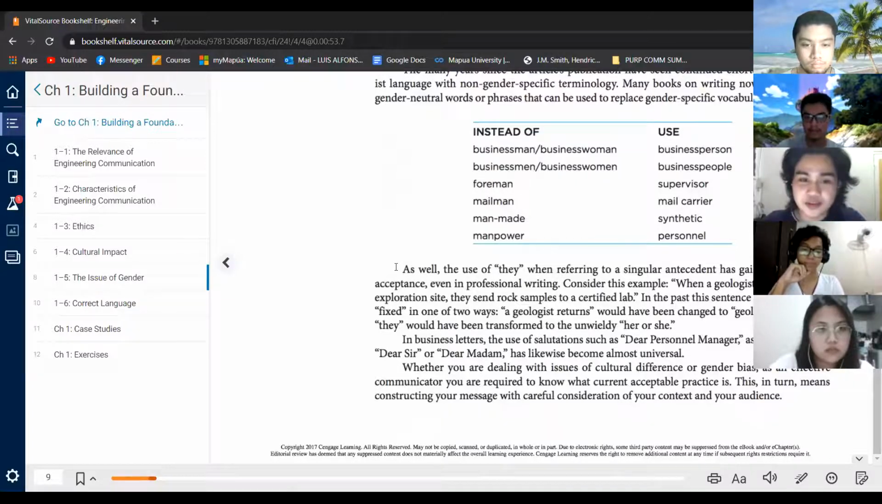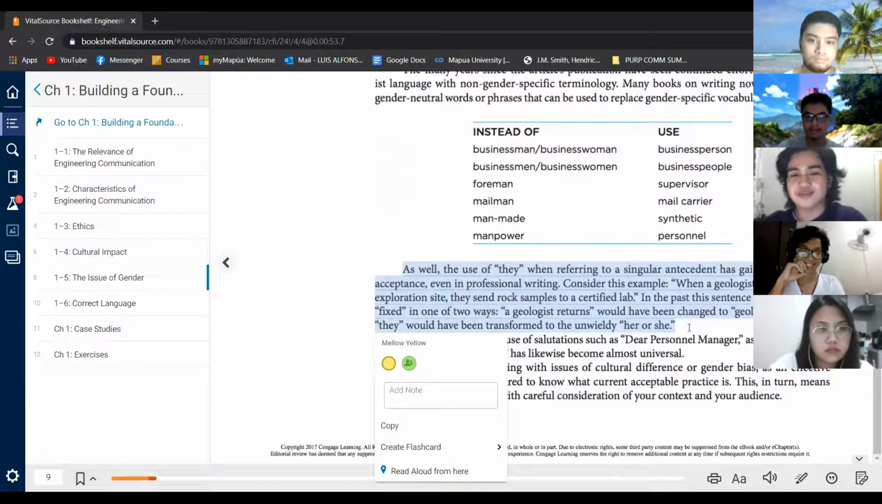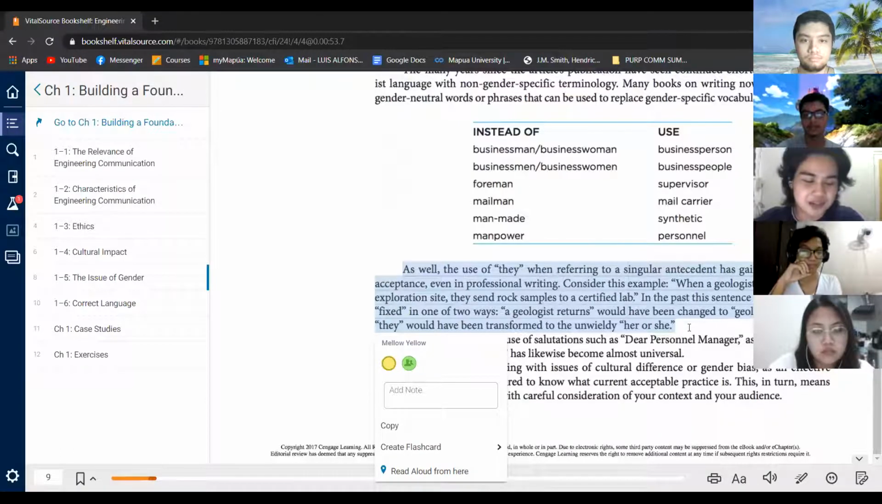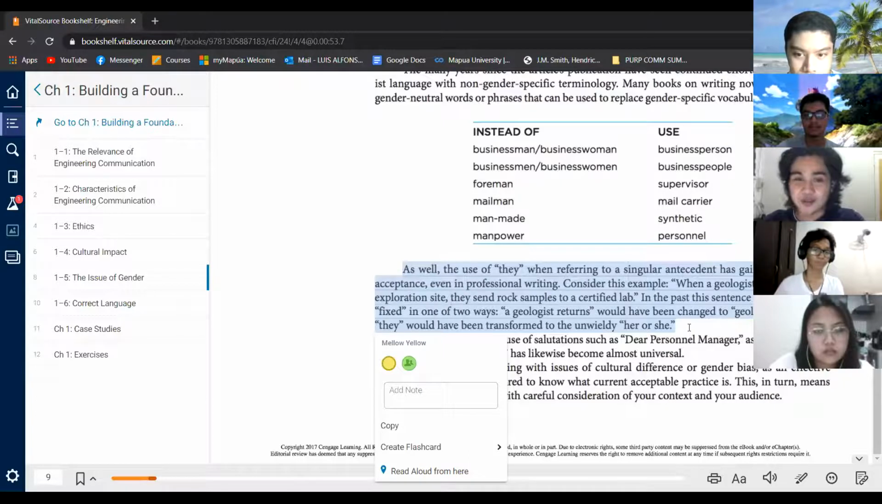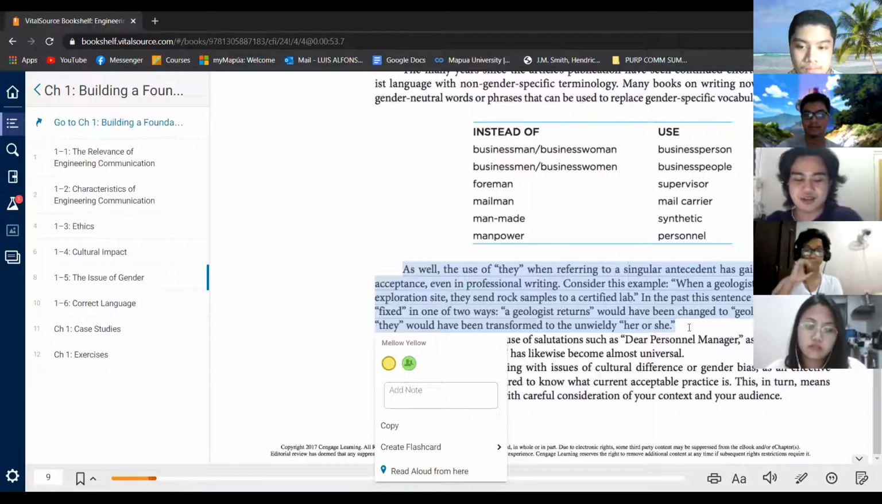I think it starts with "as well." Okay. So, "as well, the use of they when referring to a singular antecedent has gained almost total acceptance even in professional writing." So I think this is the paragraph that presents ramification, because it presented a statistical analysis, I think, found in "almost total acceptance." So it just presents a number or data that they have accepted the fact. So that's why I think it's considered as ramification. So correct me if I'm wrong.